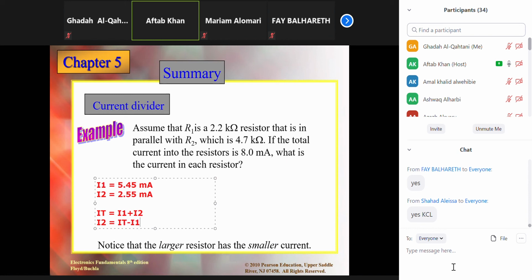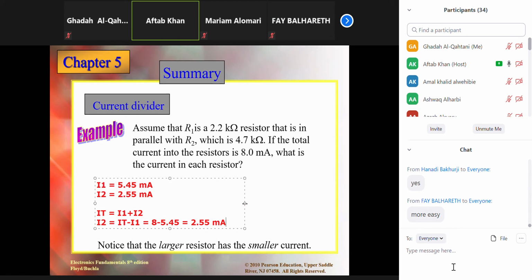Is it correct, girls? Which is simply, I can say 8 minus 5.45, which is 2.55 milliamps. All right. This could also be used. So maybe it is just a subtraction type. So it is basically helping more rather than just applying multiplication, addition, and all. So it's up to you.